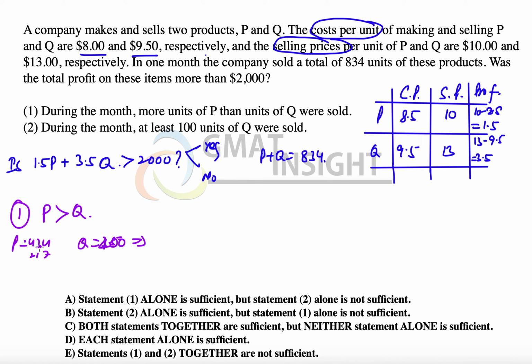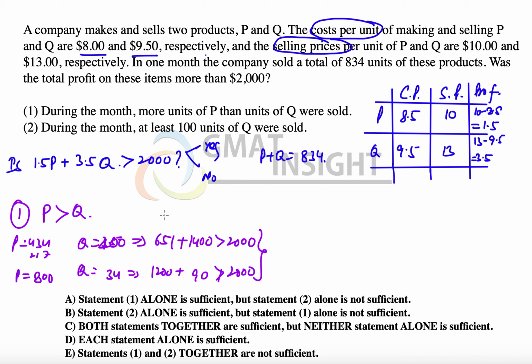that is 651, plus 400 multiplied by 3.5, which is 1400. That means it is greater than 2000. While if the value of P is taken as 800 while the value of Q is taken as just 34, the calculation will be 1200 plus 34 multiplied by 3.5, which is approximately just $119, and that is not greater than 2000. So we have proven that the first statement is definitely not sufficient to answer the question.